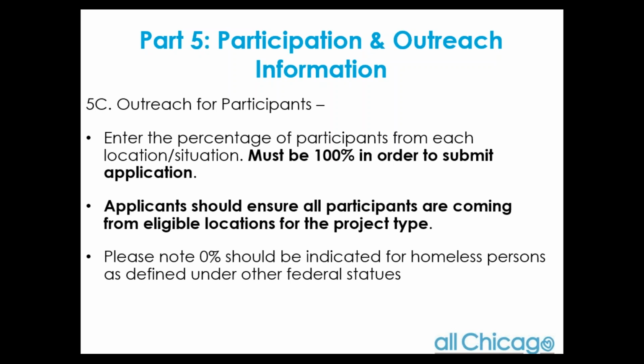The really important thing to note here is that applicants should ensure that all participants are coming from eligible locations for your particular project type. Certain project types should not have, for example, persons at imminent risk. PSH projects cannot take people who are at imminent risk of homelessness. So that's an example of when you need to ensure that all of your participants are coming from eligible locations for that particular project type.